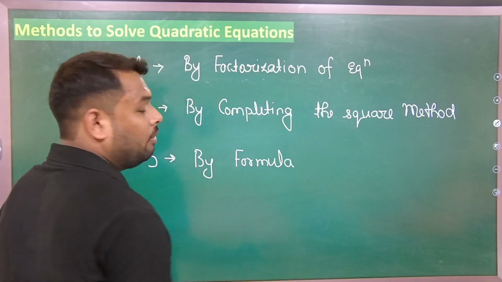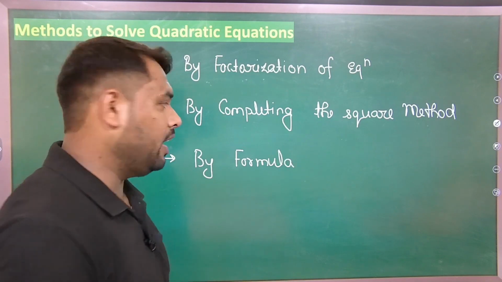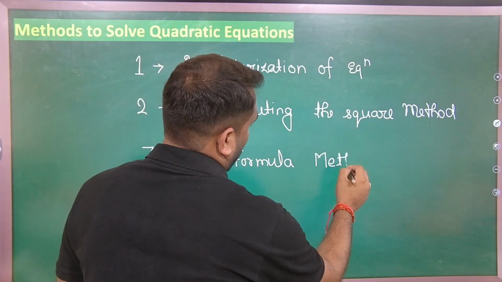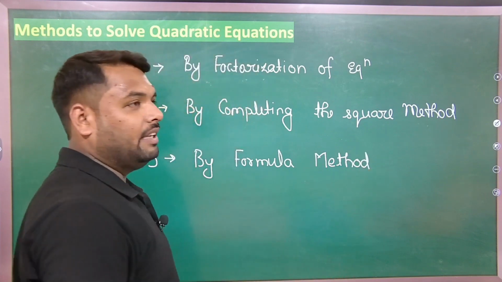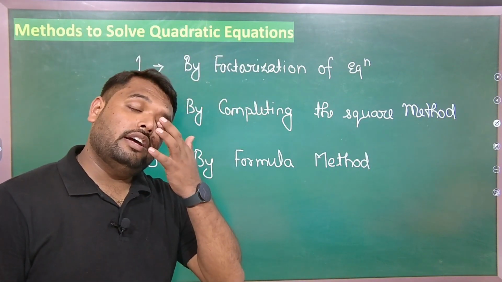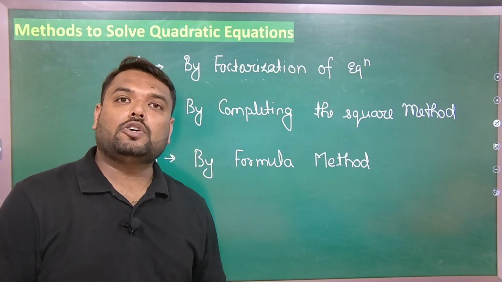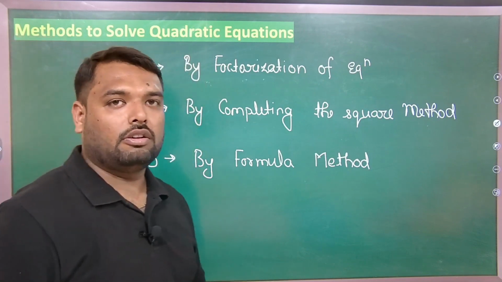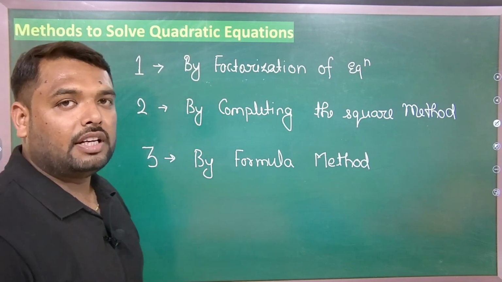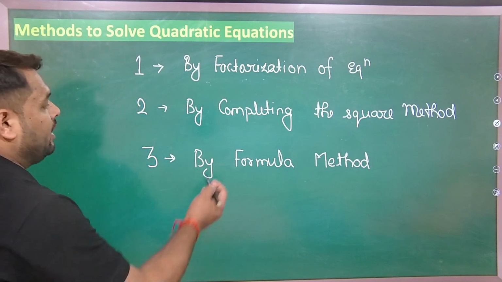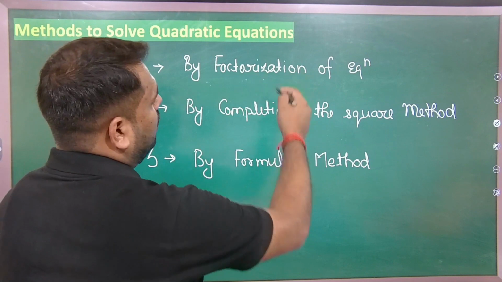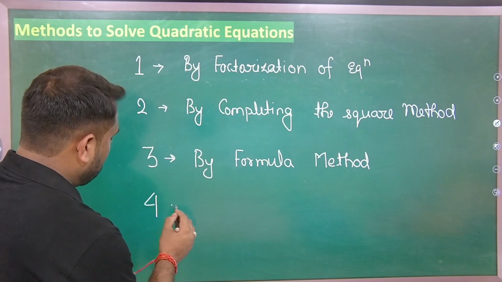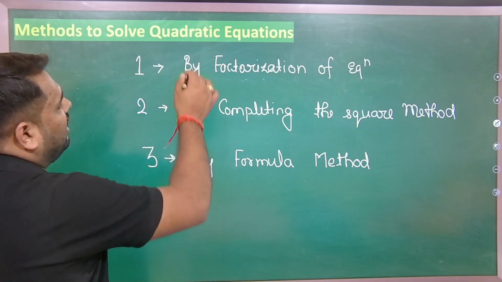You may have heard about Sridharacharya method. That is called the formula method, because Sridharacharya, an Indian mathematician, had given this formula: x equals minus b plus minus under root b square minus 4ac upon 2a. So it is called Sridharacharya method also. Formula method or Sridharacharya method is the same. It is used when you are not able to factorize any equation.